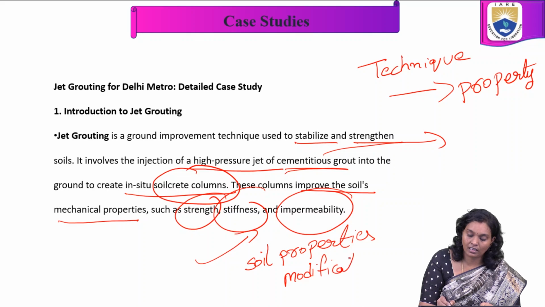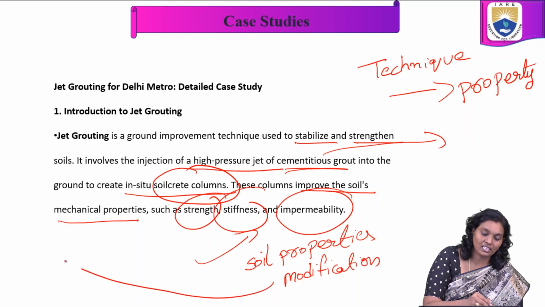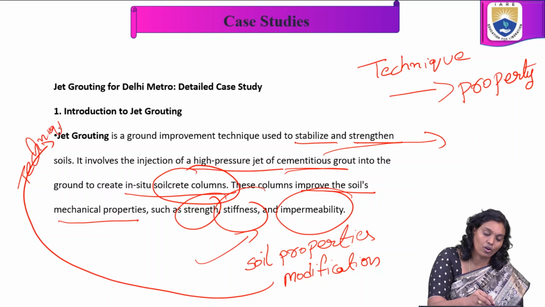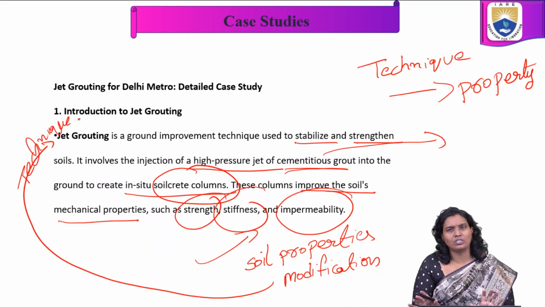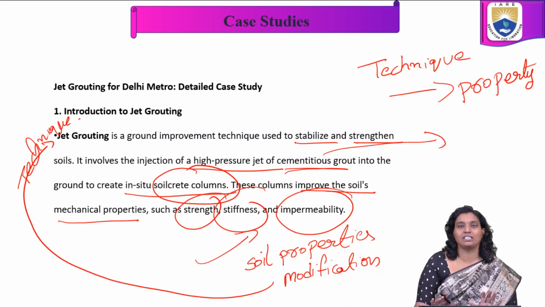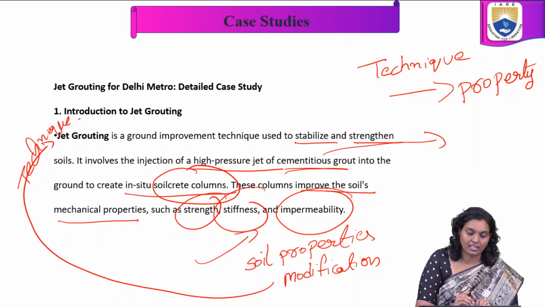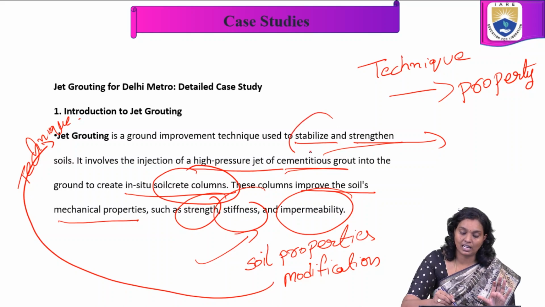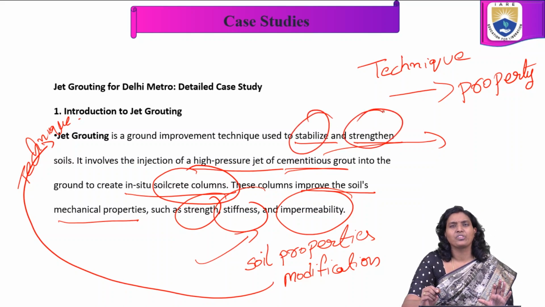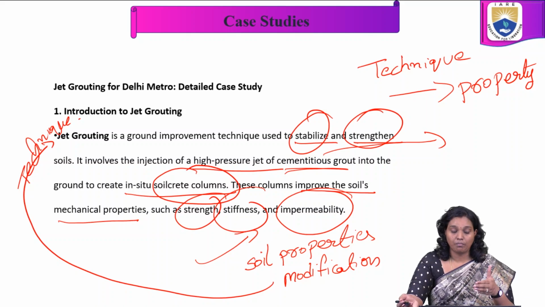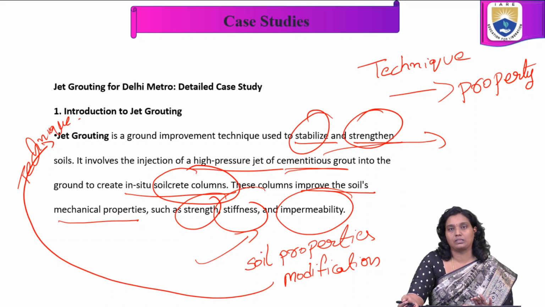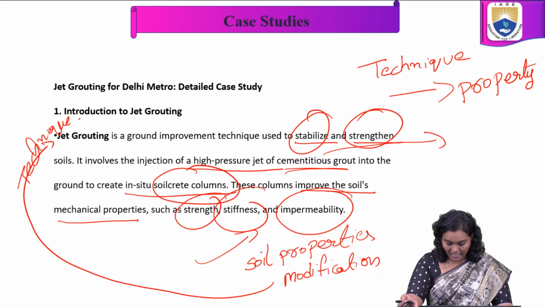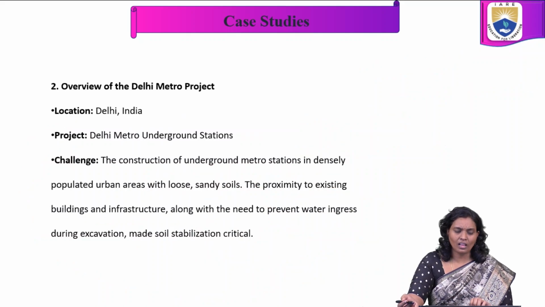Modifications are done using this jet grouting technique, whatever kind of project it is. This is the process involved. Jet grouting is a ground improvement technique which stabilizes the soil. These are the two parameters which will enhance the desired properties we get from these soil-crete columns. So this is a little introduction about jet grouting.